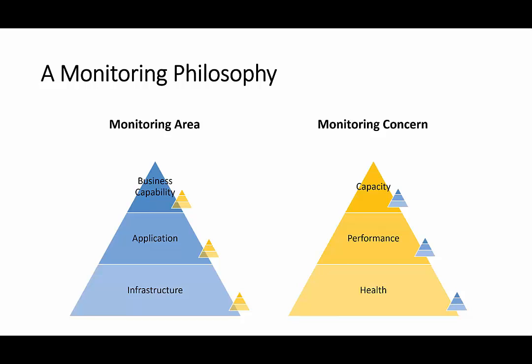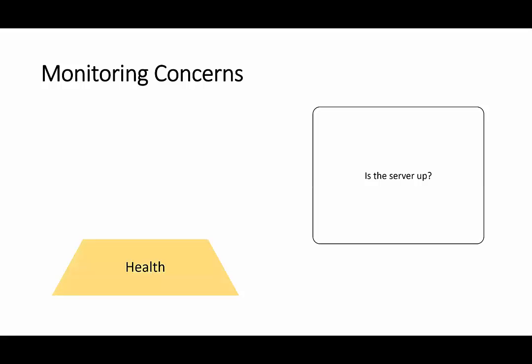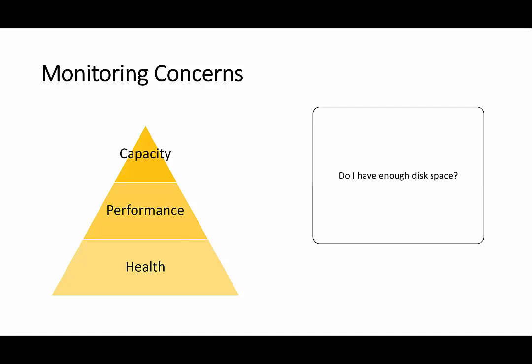Let's take a look at a few examples to see what I mean. By asking the question, is the server up? We're effectively asking about the health of our infrastructure. If I change the question to, is there high CPU usage? That's talking about the performance of the infrastructure. And do I have enough disk space? Is talking about the capacity of the infrastructure.